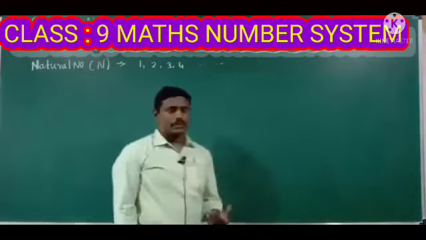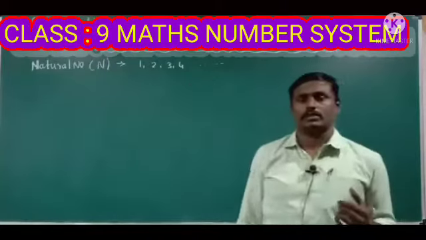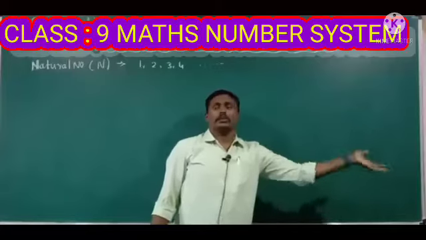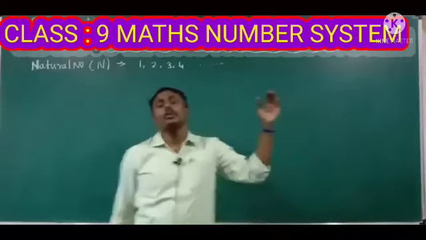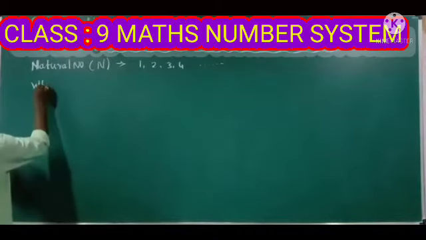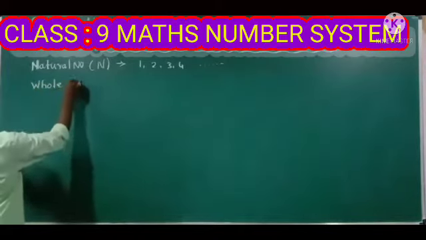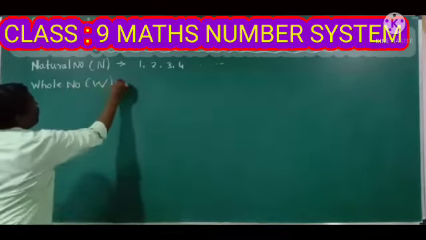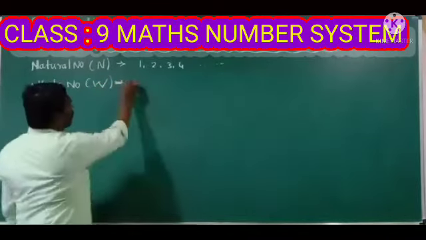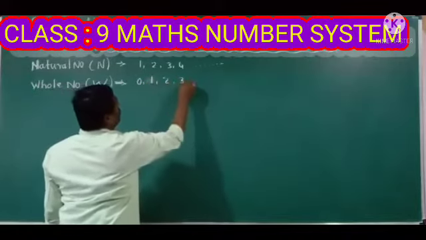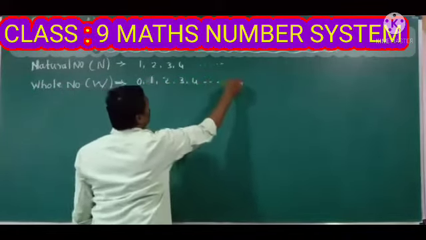Now the next one, the whole numbers. Whole numbers means the numbers which start from 0. The numbers which start from 0, we call them whole numbers. These whole numbers are represented with the symbol W. So whole numbers start from 0, 1, 2, 3, 4 and so on.